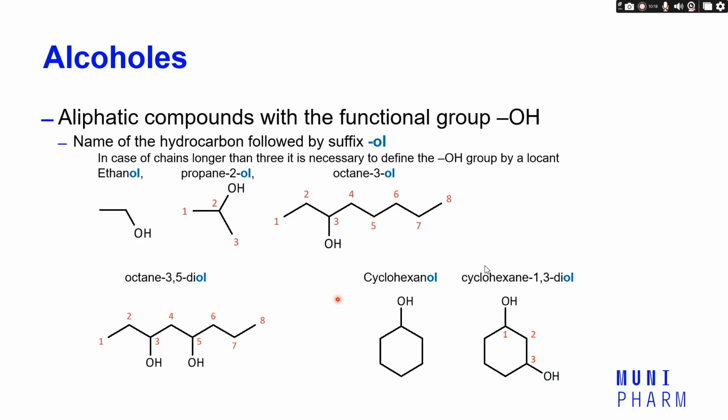In case of cyclic aliphatic hydrocarbons, we also use the name of the hydrocarbon and the suffix -ol. There are two examples. In this simple one, cyclohexane is the hydrocarbon. It means the name of this compound is cyclohexanol. It is not necessary to define the position because this carbon has to have the number 1. In case of two hydroxy groups, again, it is necessary to number it, and the name of this compound will be cyclohexane-1,3-diol.